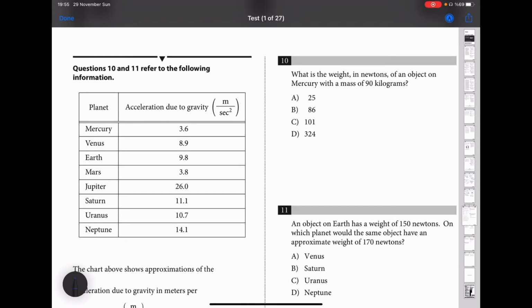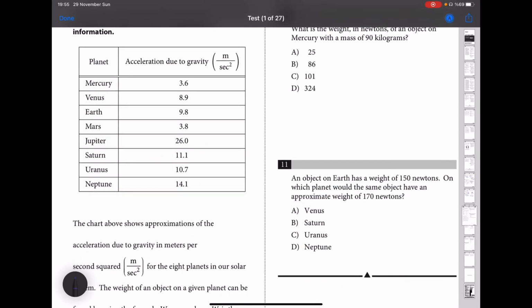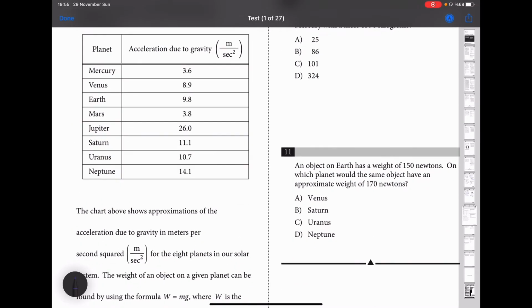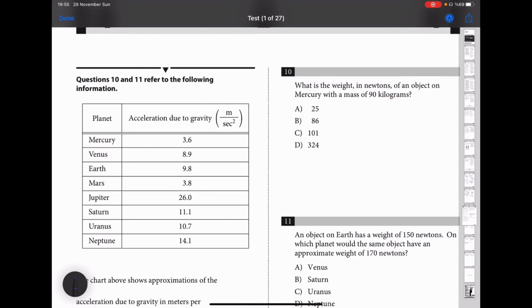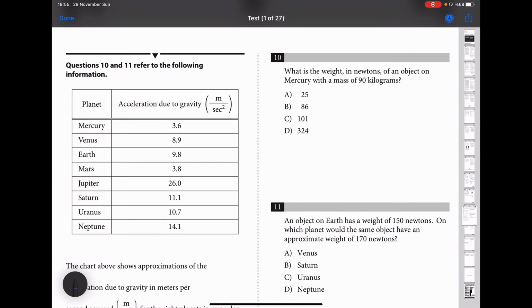Questions 10 and 11 refer to the following information. Okay. There is a chart which shows acceleration due to gravity for different planets. Okay, let's read the questions. What is the weight in newtons of an object on Mercury with a mass of 90 kilograms? Okay, let's write Newton's law of motion. Force equals m times acceleration, right? So mass is 90 kilograms. Let's find the acceleration from the graph.